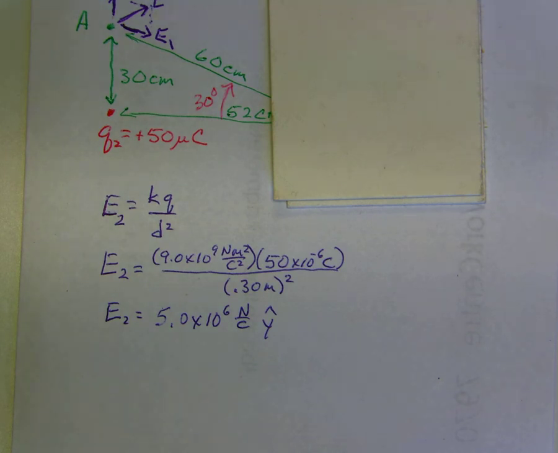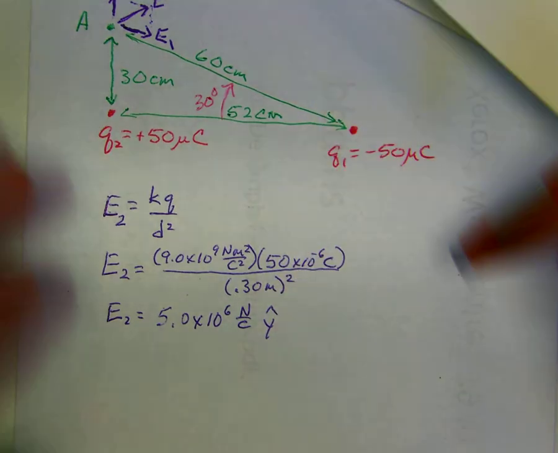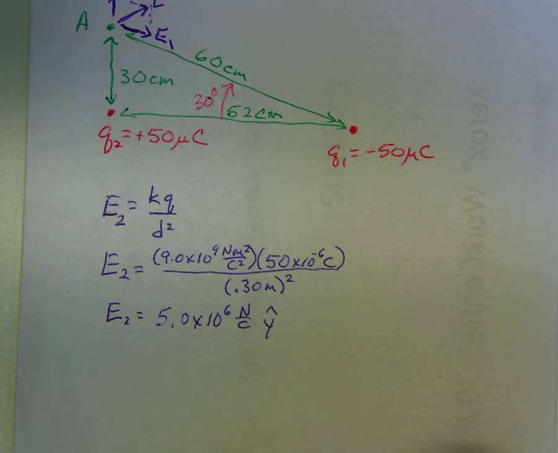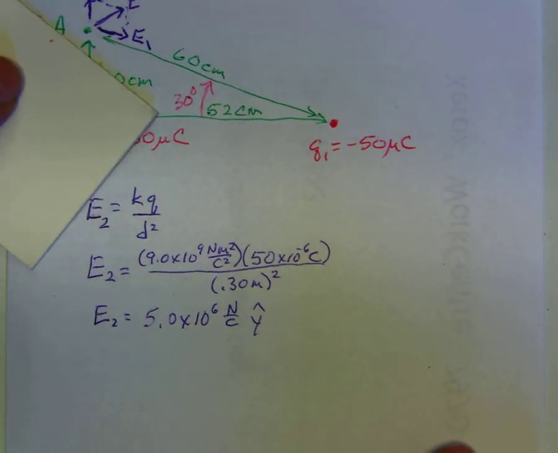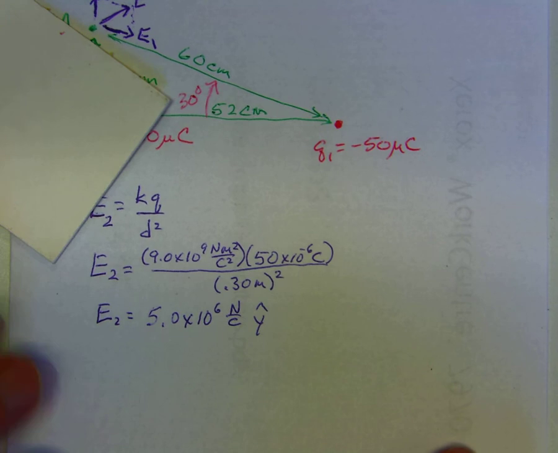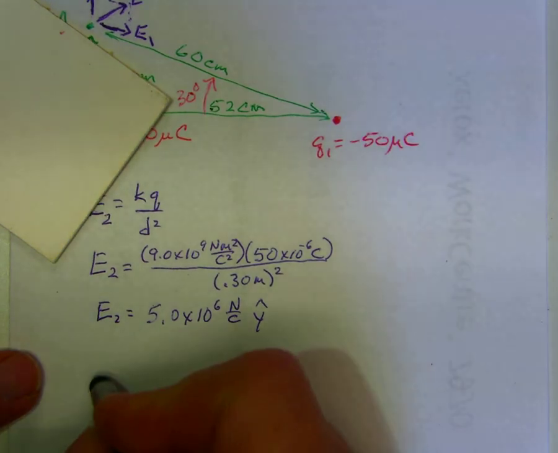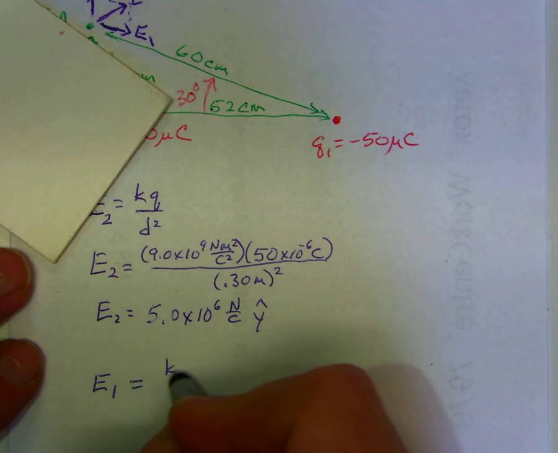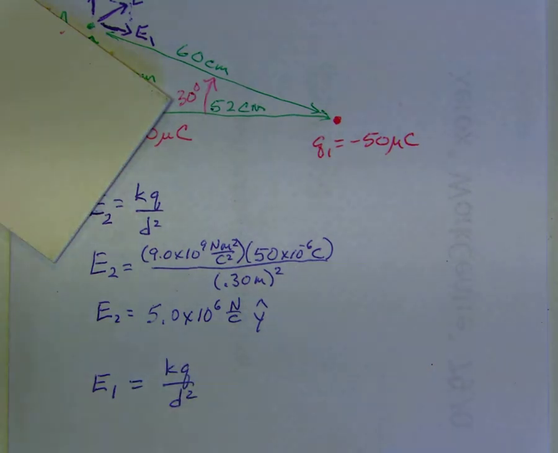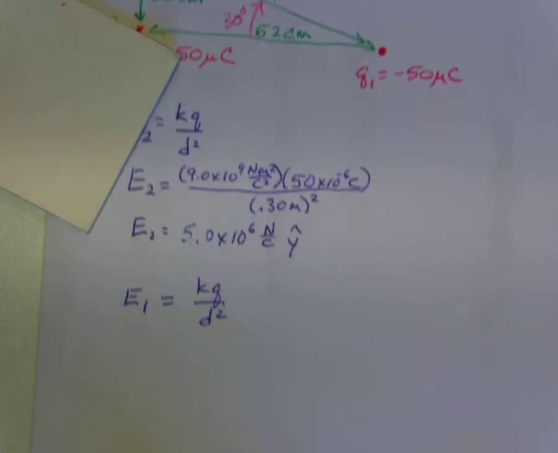Okay. Now, we said that this is all in the y direction, right? So if I was to write this, I'd put y hat there. That's the y direction. It's positive. So going away is going up.